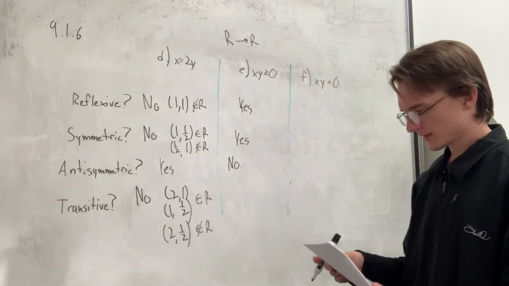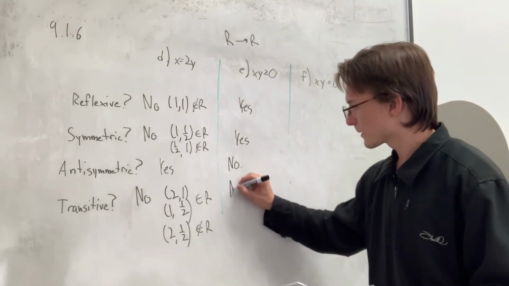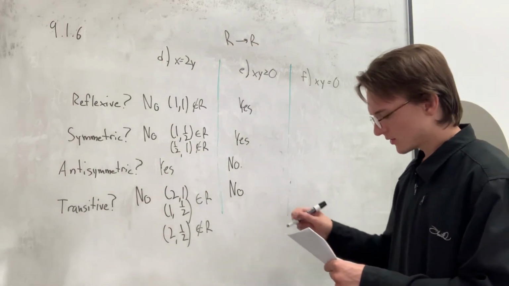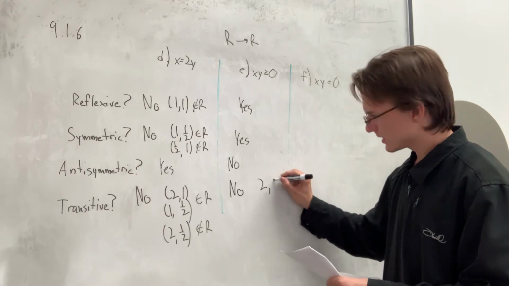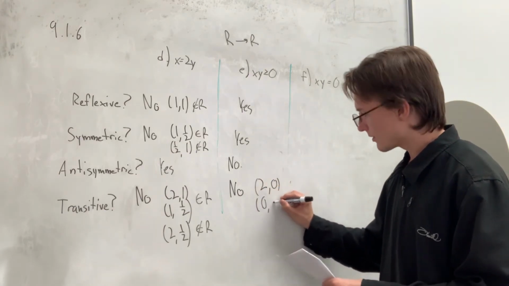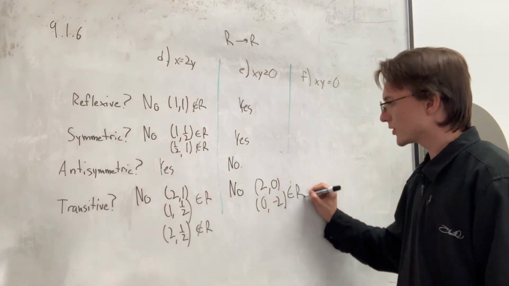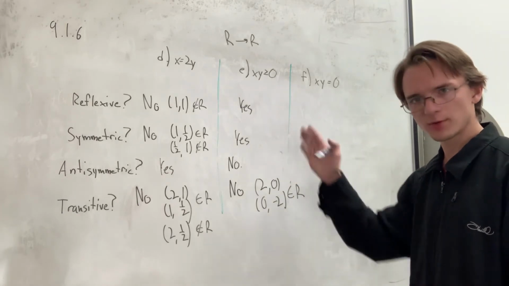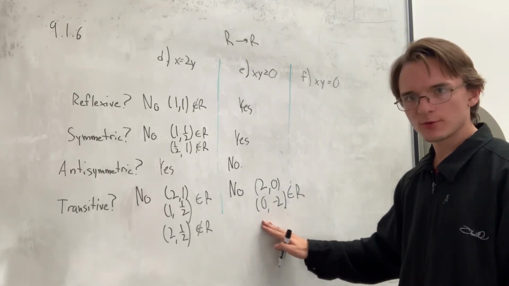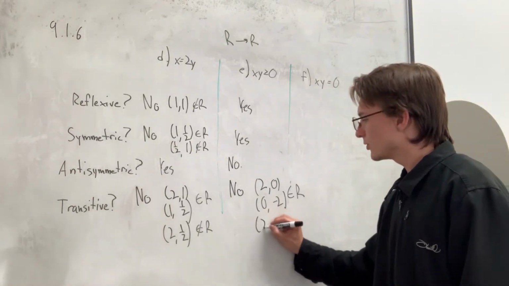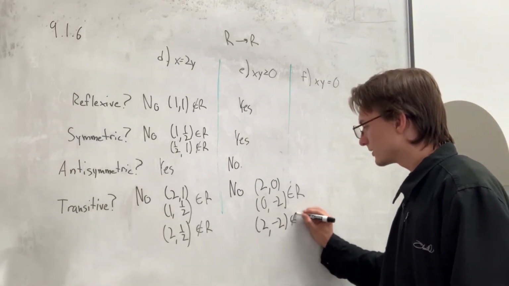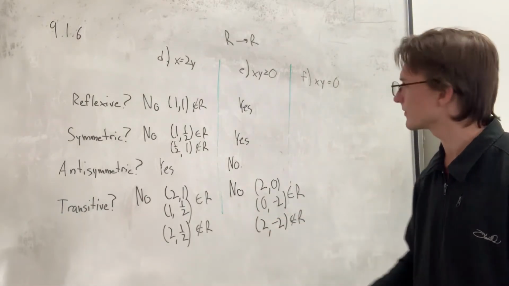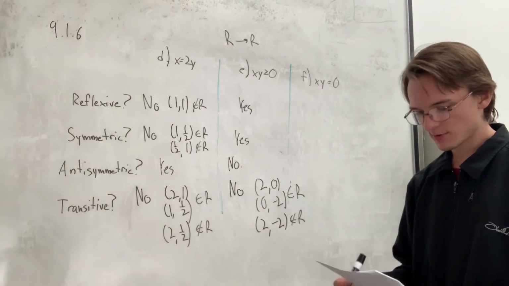Is it transitive? No. Right? So we can actually disprove that by counterexample. Let's say that we have (2, 0), (0, -2). These are clearly both in the relationship, right? 2 times 0 is 0, so it's greater than or equal to 0, so the equation holds. 0 times -2 holds as well, but 2 times -2 does not hold. It's a negative value. It is not greater than or equal to 0, so the equation fails. It's not transitive.